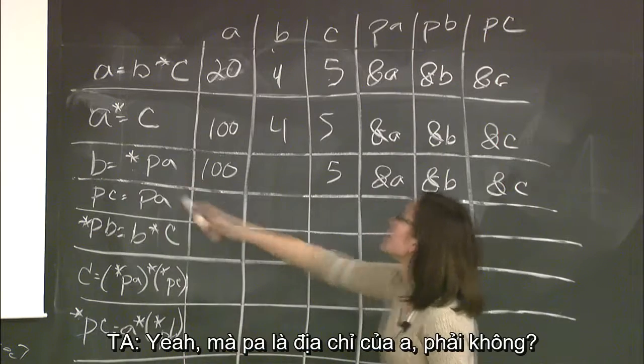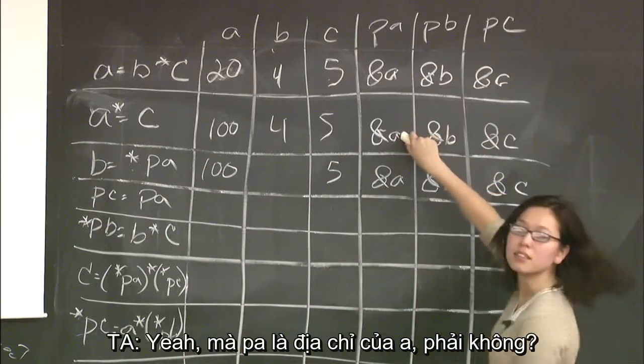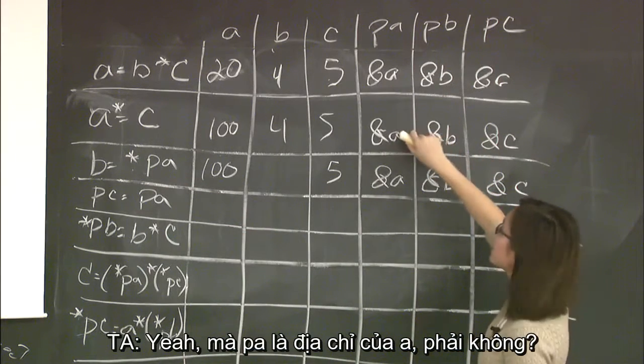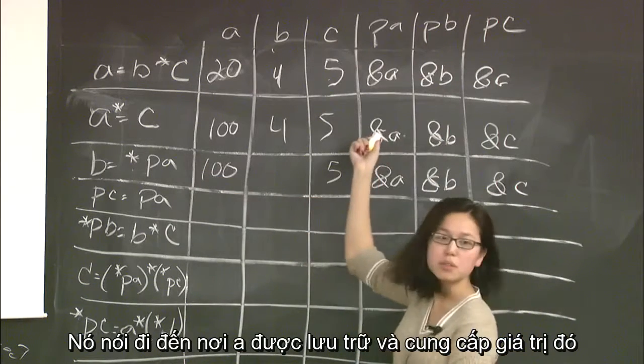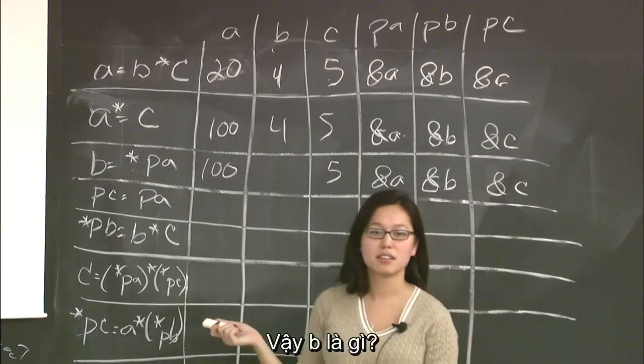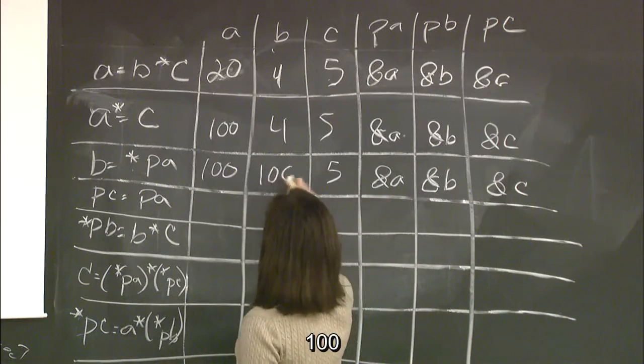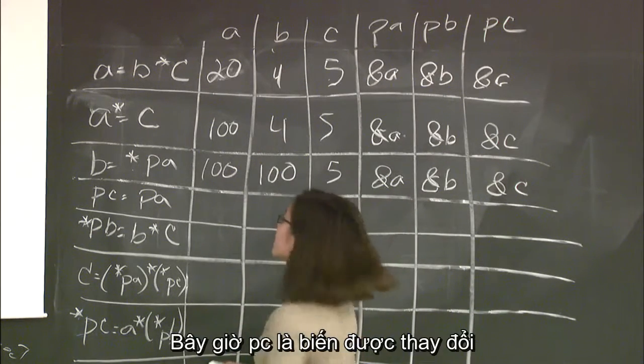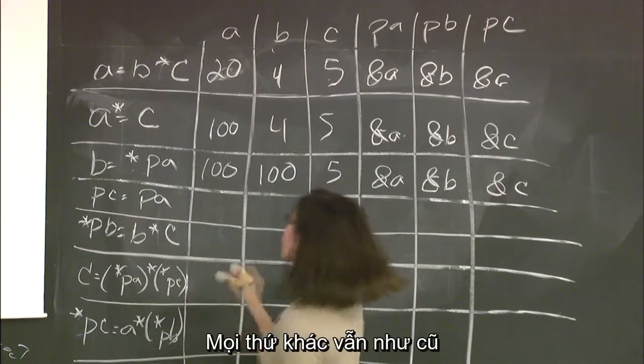Yeah, so PA is the address in A, right? So it's saying go to where A is stored, give it that. Right? And give it that value. So what is B? 100. Okay, so PC is what's changing. Everything else stays the same.